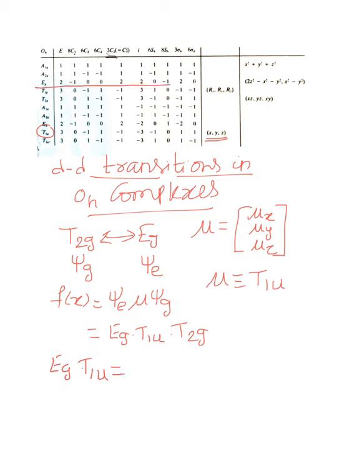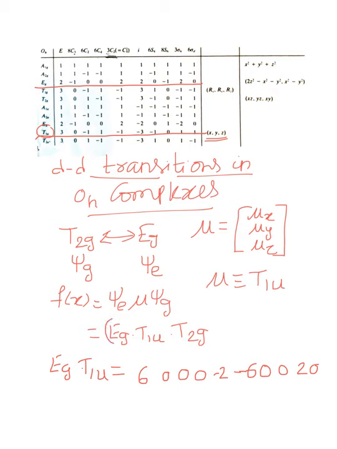So this is Eg and this is T1u. So just do the multiplication. 2 into 3 is 6, minus 1 into 0 is 0, 0 into minus 1 is 0, 0 into 1 is 0, 2 into minus 1 is minus 2, 2 into minus 3 is minus 6, 0 into minus 1 is 0, minus 1 into 0 is 0, 2 into 1 is 2, 0 into 1 is 0. So this is Eg into T1u.